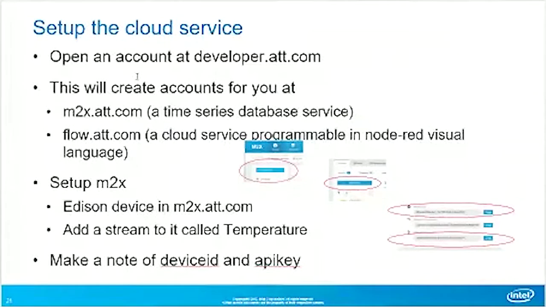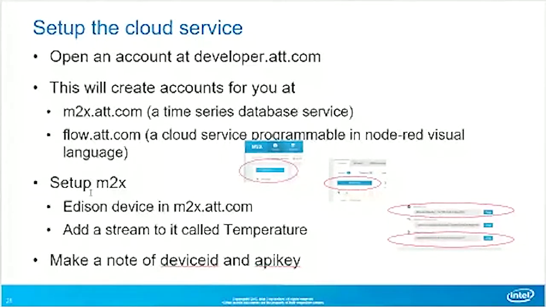We need to open an account on developer.att.com. This will create accounts at the time series database service called M2X, and also a cloud service called Flow, which is AT&T's cloud service. The flows that we create on AT&T are also in the Node-RED visual language. So essentially, we use Node-RED both on the edge and in the cloud. That is what I was talking about, similar programming environments available at the edge and the cloud.